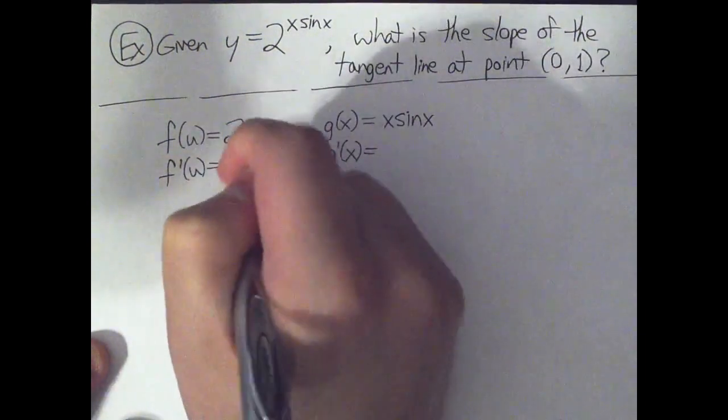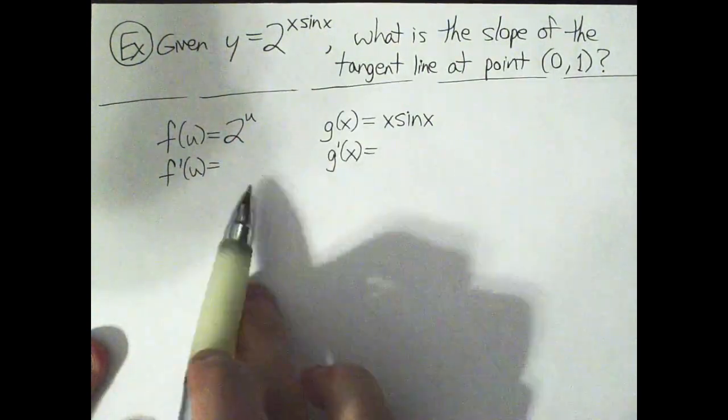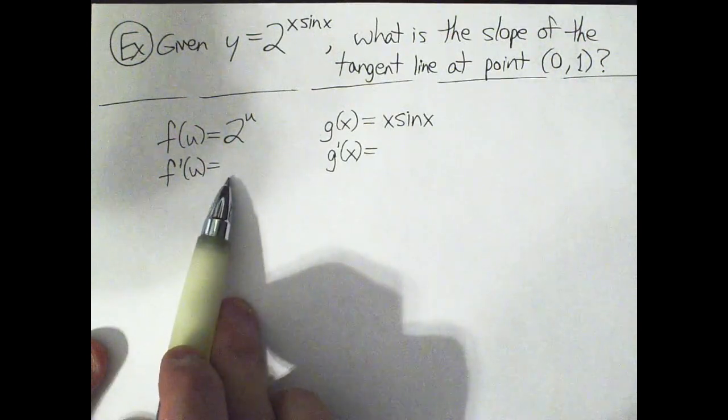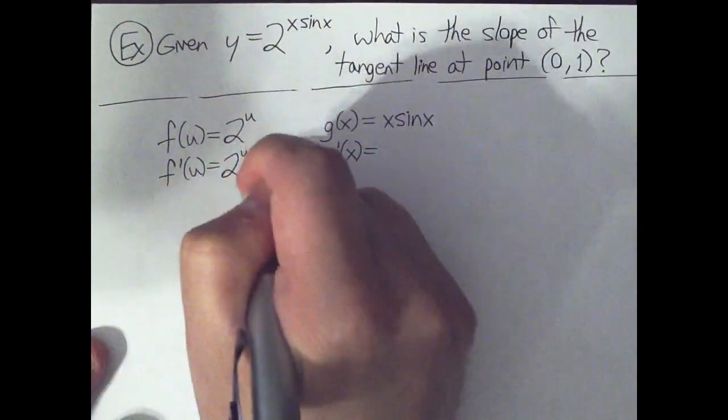That means the outer function is 2 to the u. We have to do both of these little derivatives. Do whichever one you want first. I'm going to do this one, 2 to the u. The derivative of 2 to the u is 2 to the u ln 2.